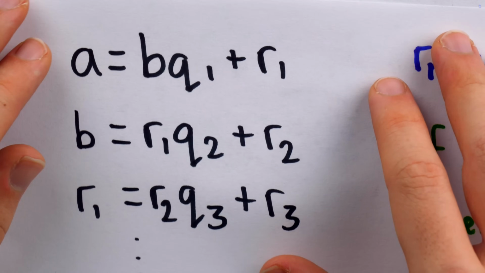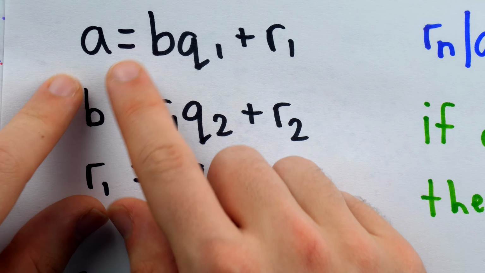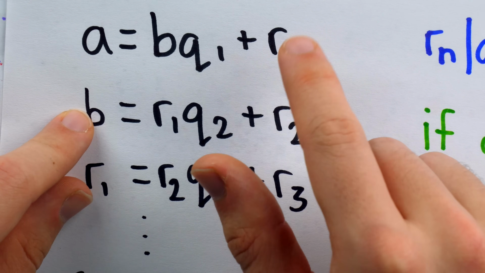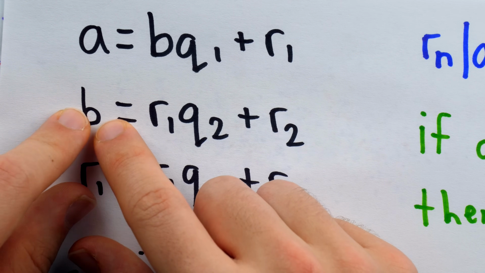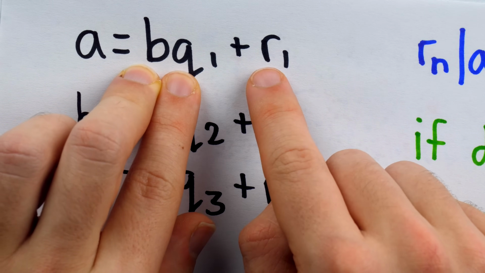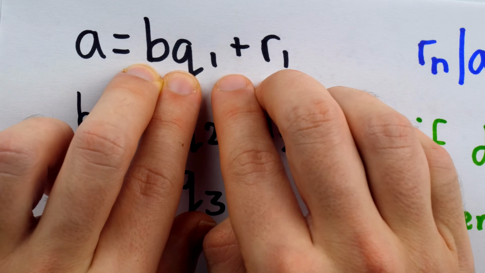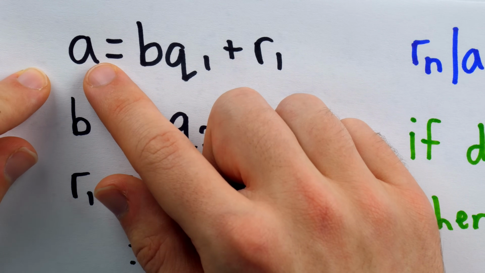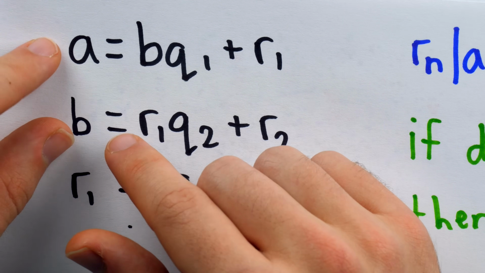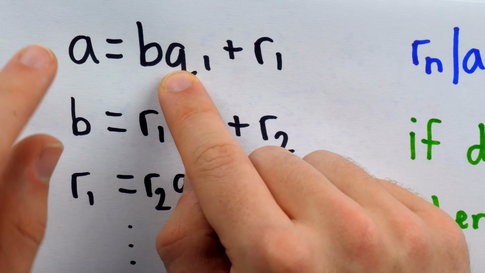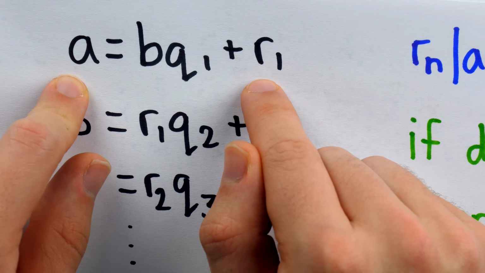If D is some other number which divides A and divides B, then clearly it must divide R1. If it divides B, then of course it divides this quantity here, and so it must also divide R1 in order for it to divide A. So again, if D divides B and A, then we see that it must divide R1, because it goes into this number, it goes into this number, so it must go into this number.